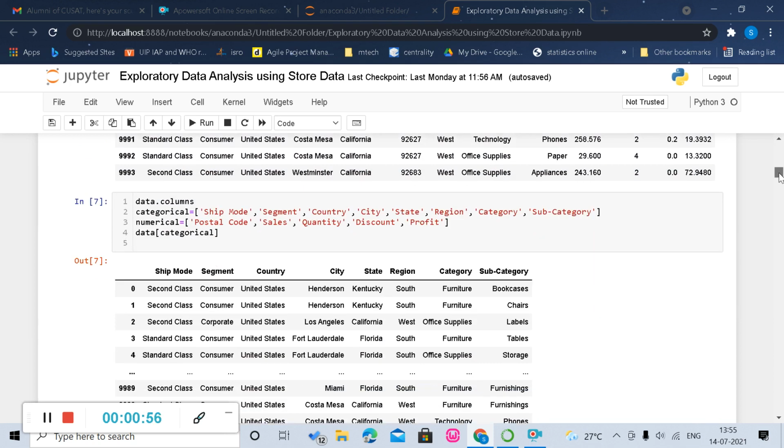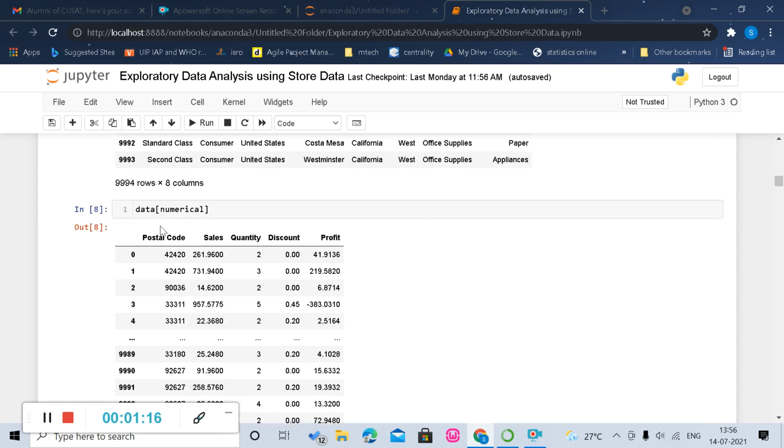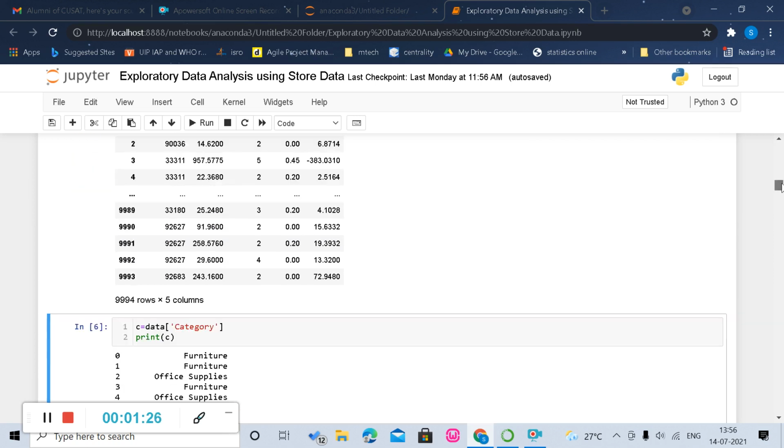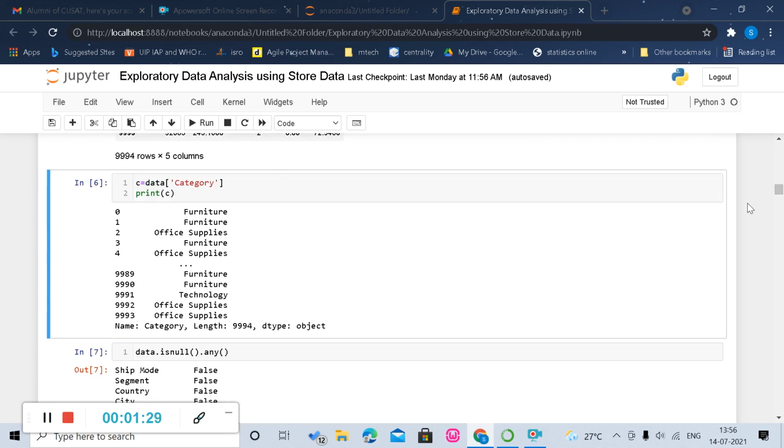Now, just to go through the different columns of the given dataset, I have separately displayed the categorical values and also the numerical values. You can see the categorical data displayed here: ship mode, segment, country, city, state, region, category, and subcategory. And the numerical data: postal code, sales, quantity, discount, and profit. Like that, I have displayed both separately.